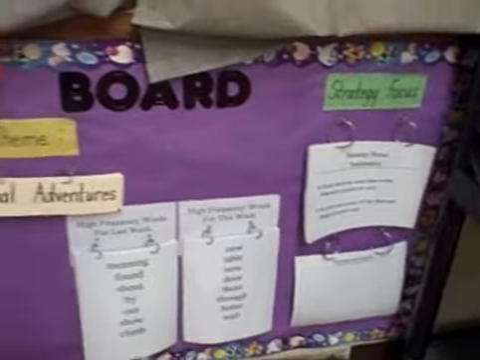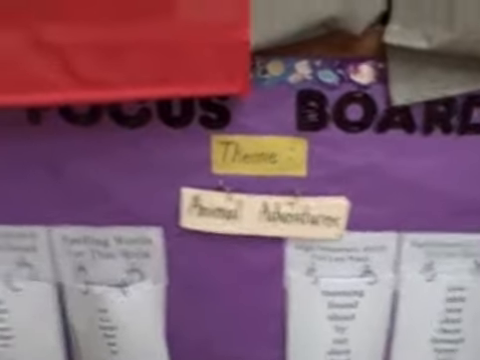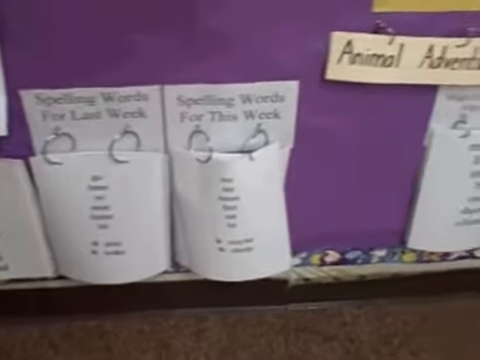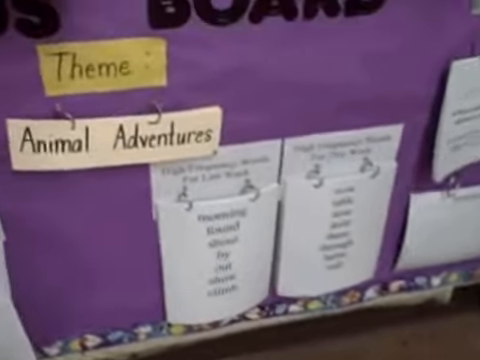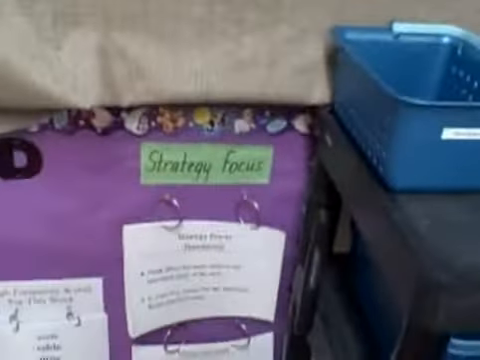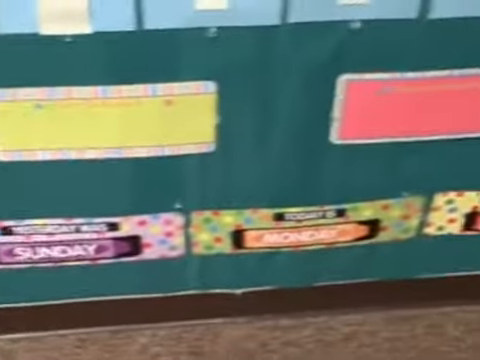It's tough to focus on it. It's down here, but this is where they sit a lot, so this is where they get their theme, name of the story that they're reading, with the vocabulary, this week's and last week's spelling words, this week's and last week's high frequency words, which are also up here. Some strategies. Down here we have our today is, yesterday was, tomorrow will be, that sort of thing.